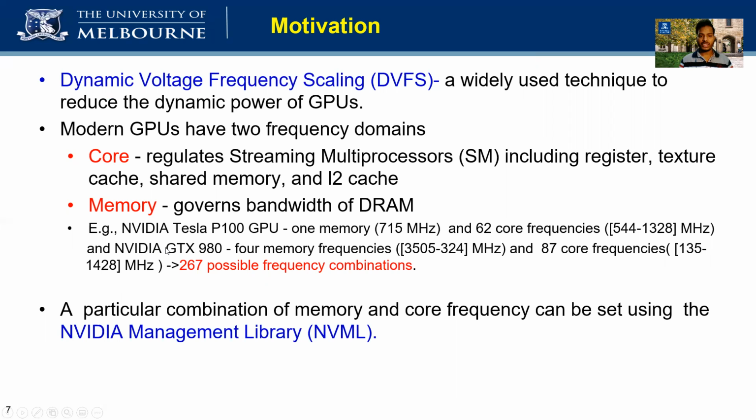For example, the NVIDIA GTX 980 has a total of 87 core frequencies and 4 memory frequencies, and with the combination of both together, we can set around 266 possible frequency combinations. It is important to note that not all memory frequencies support all the core frequencies. Nevertheless, we still have hundreds of possible frequency domains in our graphics processing units. And a particular combination of frequencies can be set using an application layer library called NVML, which is provided by most of the vendors.